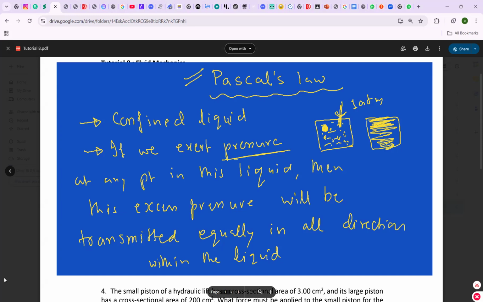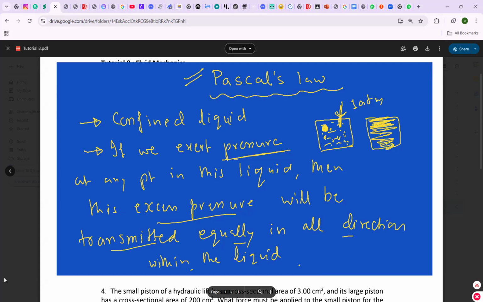Nowhere have we mentioned atmospheric pressure. In Pascal's law questions, never take atmospheric pressure until and unless the question says so. In Pascal's law, there is no meaning of gauge pressure or absolute pressure. It's simply that if we have a confined liquid, and at any point you exert external pressure, that pressure will be transmitted equally in all directions within the liquid.